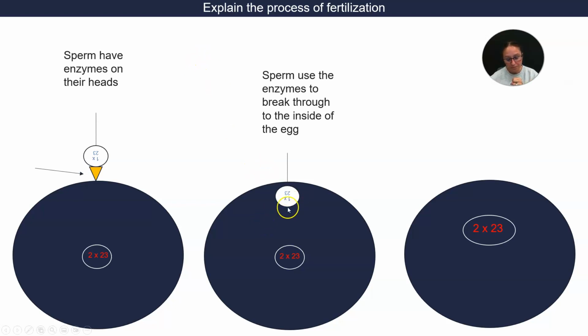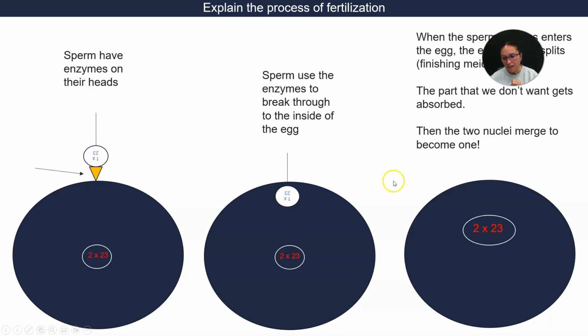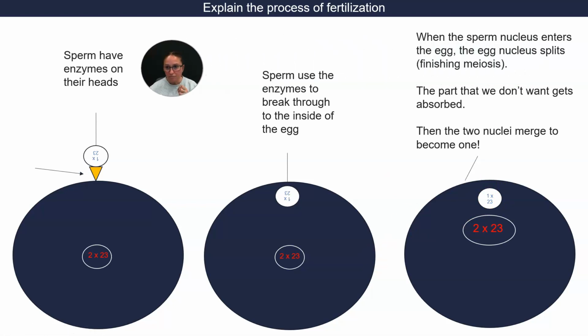So here's my sperm, and here's my egg nucleus. I've got my sperm nucleus and my egg nucleus. The egg and sperm nuclei are going to merge. Now, when the sperm nucleus enters the egg, that is when the female egg finishes meiosis. If the female egg never meets a sperm, it will never finish the process of meiosis.